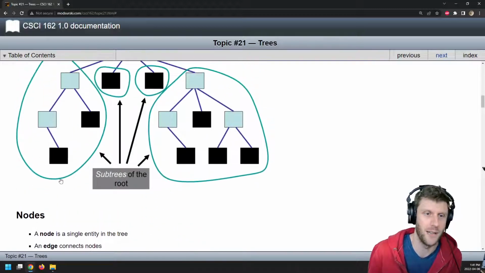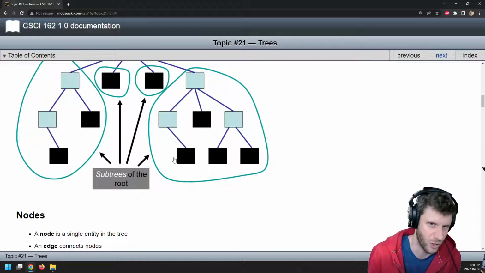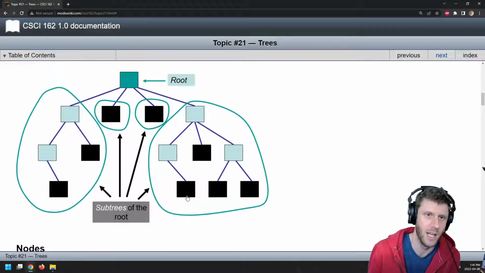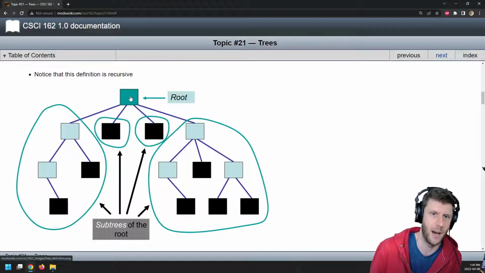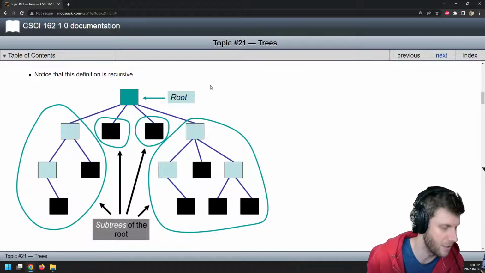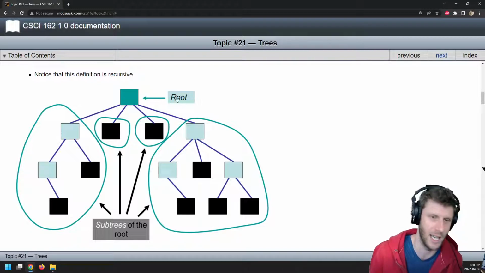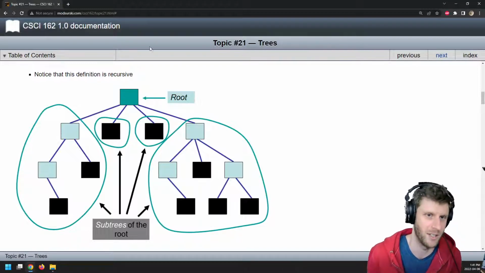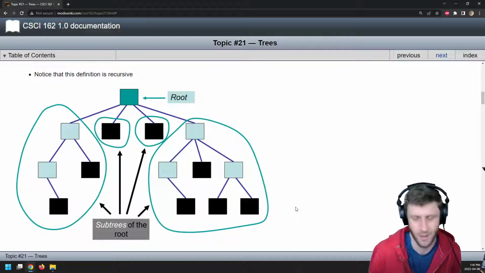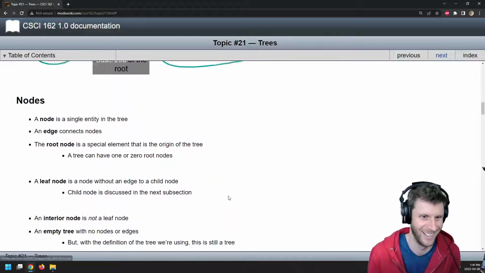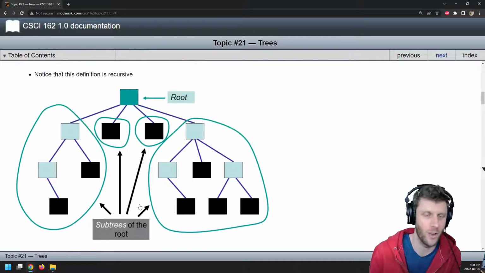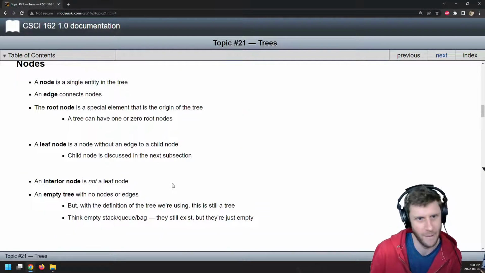Leaf nodes are the ones at the bottom that have no descendants or children coming off of them, because there's a directionality here. This is the top, and then we go down. So these are the leaves. It's weird. Computer scientists always joke that we're the weird ones where our roots are on the top of the trees and the leaves are on the bottom. Deal with it. Interior nodes are the ones that are not leaves.